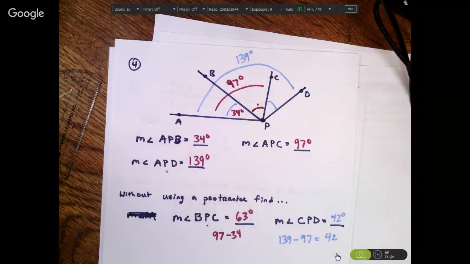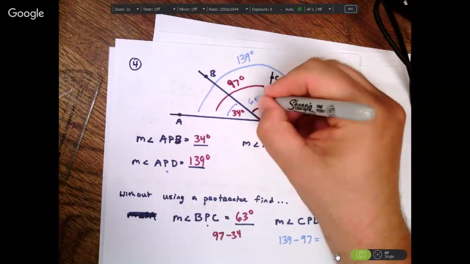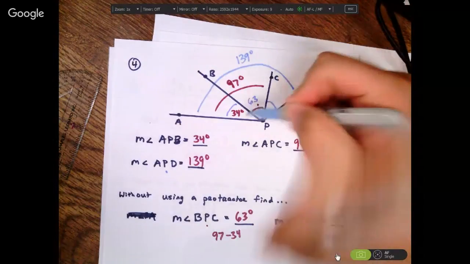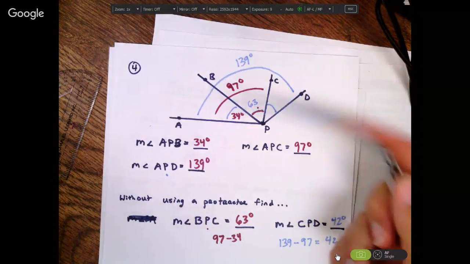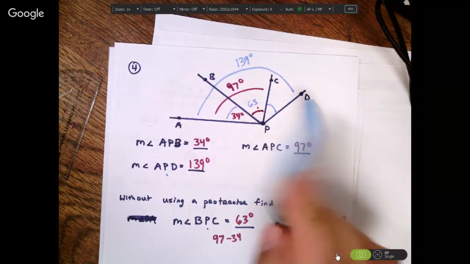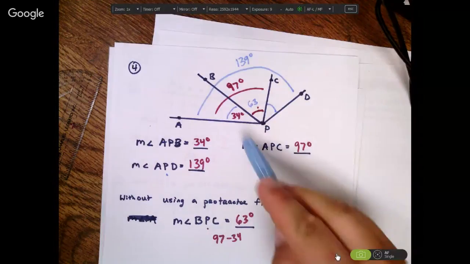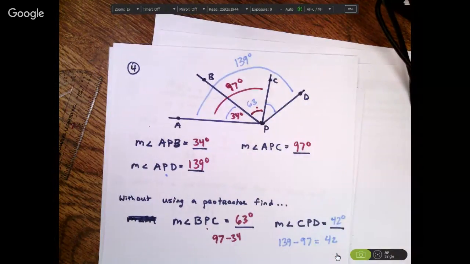Right, you could have said, well, I know that this is 63, and you could go 139 minus those two. So they might give you all these different numbers and ask you to do some subtraction or whatever it may be to find all the different parts, or they could ask you to add things to get the different parts.